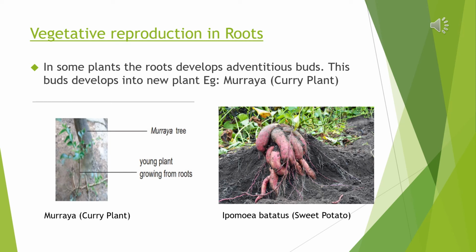In Ipomoea batatas, commonly called sweet potato, in Tamil it is called valli kizhangu, the tuberous adventitious roots develop buds, and the buds grow into a new plant, and it is also used to store food materials. What is a tuberous root? Tuberous roots are underground root modifications. They are fleshy and do not have a definite shape. So what is meant by tuberous root? An underground root modification, fleshy and without a definite shape.